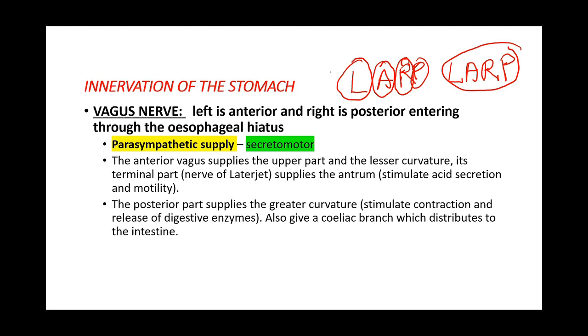Now it is important you understand this nerve supply of the stomach, because when we are discussing the treatment, it has a bearing on this anatomy. You should know, okay, if this is the anterior vagus, it enters the abdomen through the esophageal hiatus.